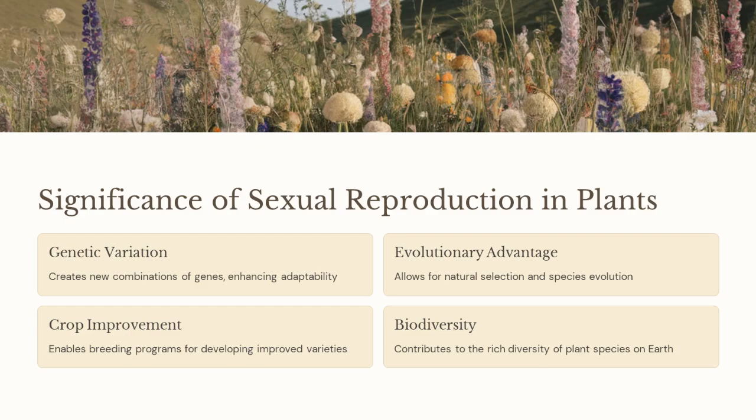Sexual reproduction in plants has several significant benefits. It creates genetic variation, enhancing adaptability. It allows for natural selection and species evolution. It enables breeding programs for crop improvement and contributes to the rich diversity of plant species on Earth.